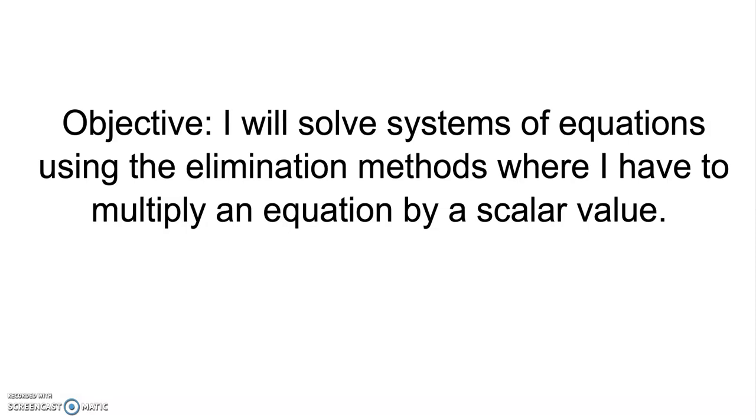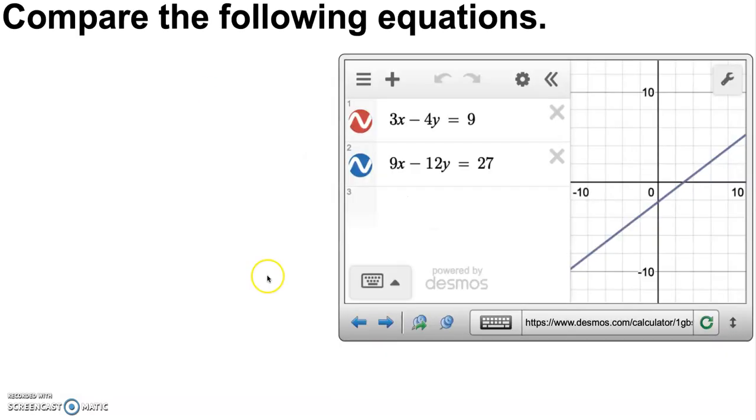In this video, we will solve systems of equations using elimination, where I have to multiply an equation by a scalar. For this first example, I want to compare the following lines. 3x minus 4y equals 9, 9x minus 12y equals 27.